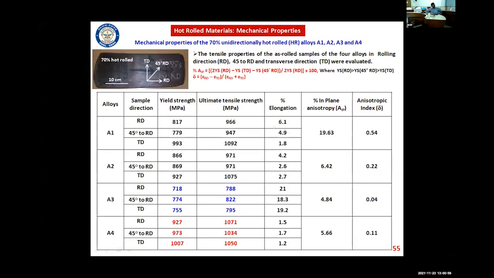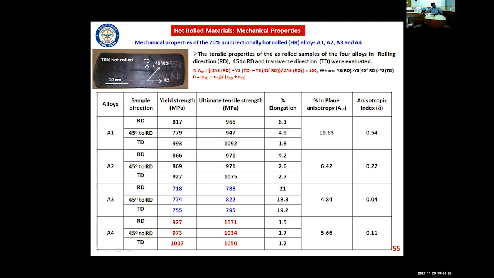So okay, now I'll present the mechanical properties of all the 4 LIs, which are unidirectionally hot rolled up to 70%. This is the 70% hot rolled sample, with the rolling direction, 45 degrees to RD, and the TD. Now I have cut the tensile samples in the rolling direction, at 45 degrees to the RD, and in the TD direction.